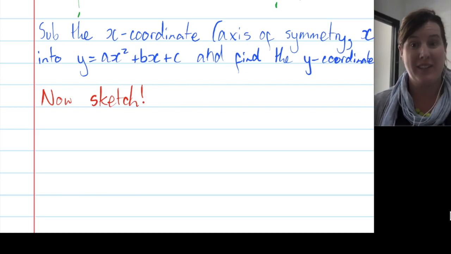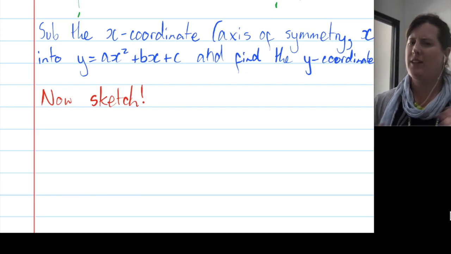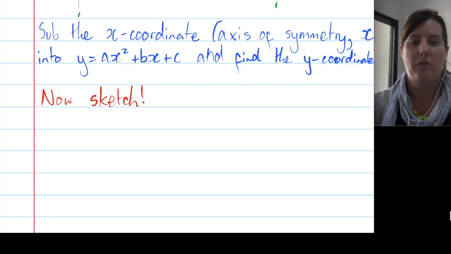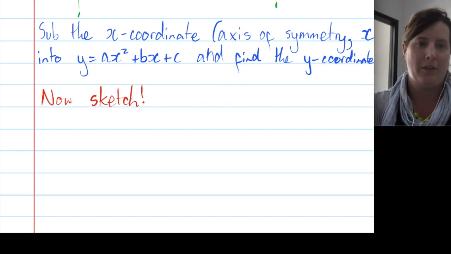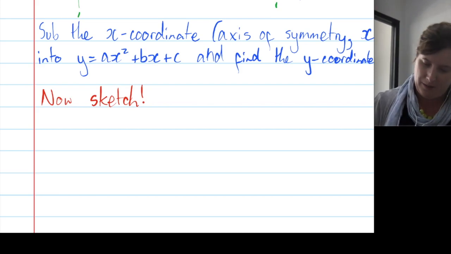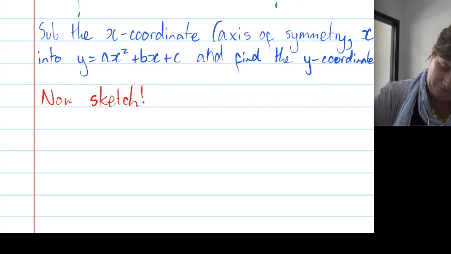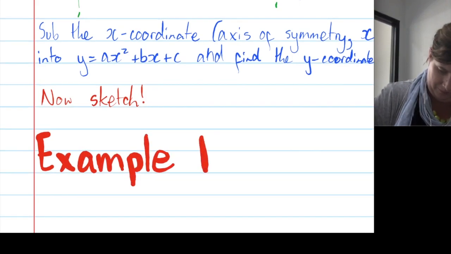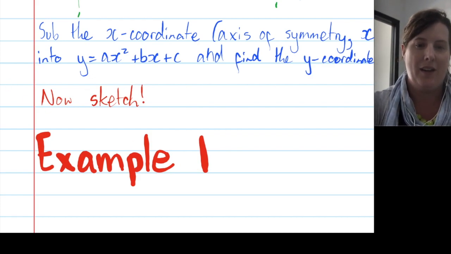Now I would like to do an example using these 5 steps, and if you didn't watch the first video, that's okay. I'll go through the 5 steps in this one as well for graphing quadratics. So, example 1.